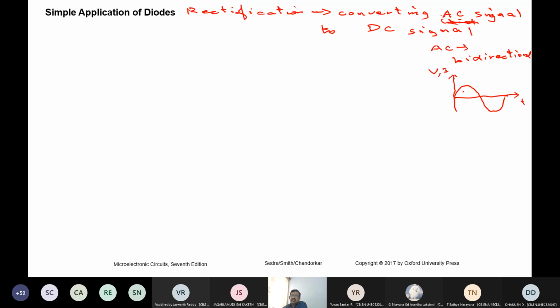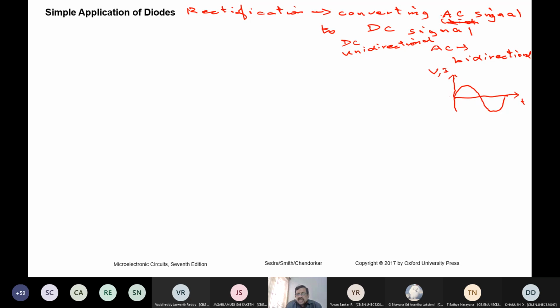This is an AC signal. But if I talk about a DC signal, the current will be unidirectional, which means it flows along only one direction. Okay, so we use a diode for this.